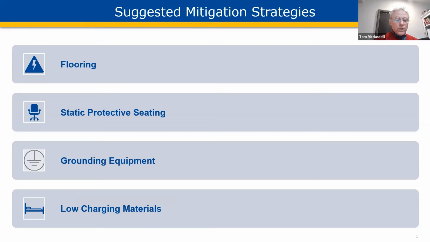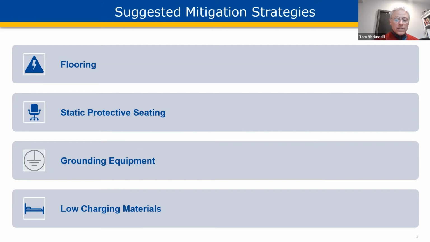The fourth thing that we talk about is using what I call low charging materials. And as I mentioned, there are two things you do when you control static electricity. You prevent it from building in the first place, and you take it away. Low charging materials prevent it from building in the first place.